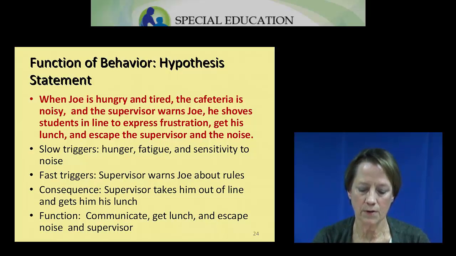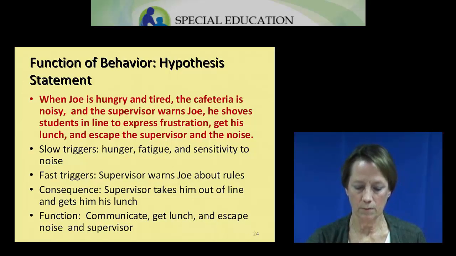We think these are the things that influence his behavior. We've looked at the slow triggers. We can see that when he's hungry and tired, that's a factor. We've looked at the fast triggers, the supervisor warning Joe. We've also looked at consequences and functions, and we've identified them to help us understand Joe's behavior.